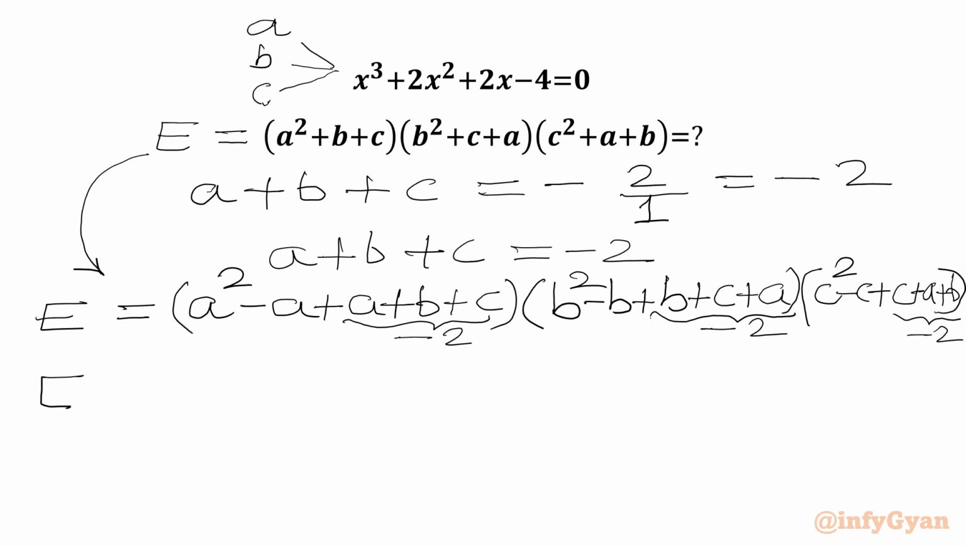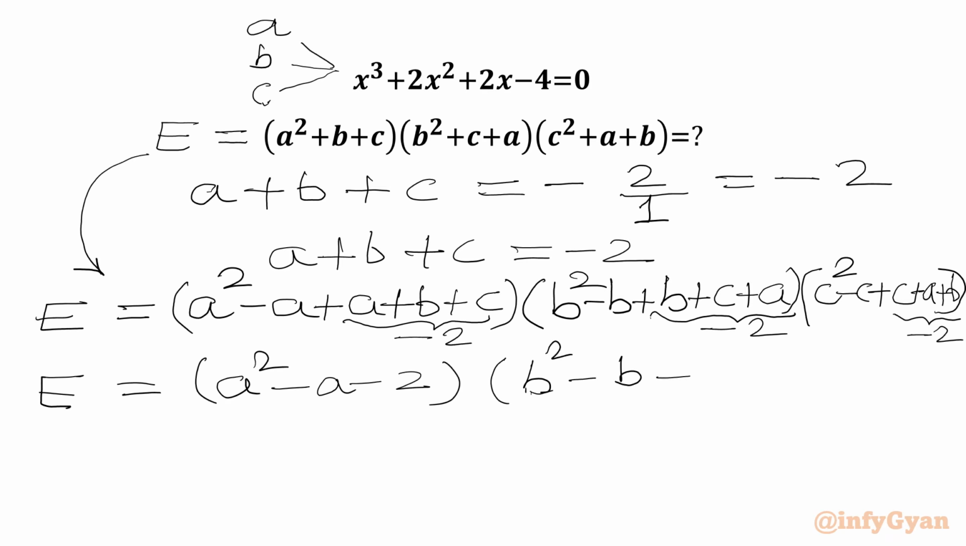So our expression will become a square minus a minus 2, times b square minus b minus 2, times c square minus c minus 2.